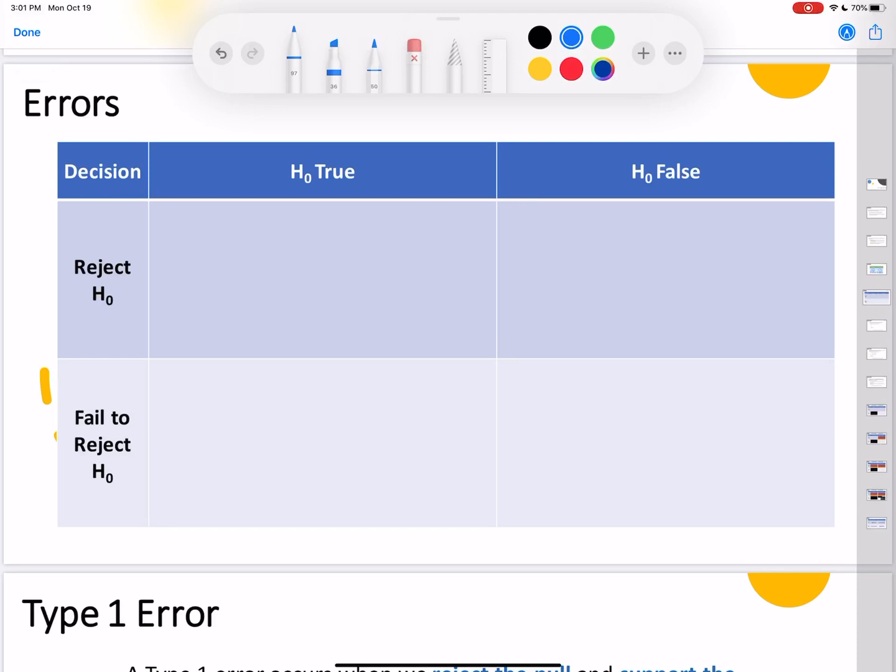When the null is true and we fail to reject it, that means that we've come to the right decision. When the null is false and we reject the null, we've come to the right decision. But we're going to talk about the cases in which we were not correct. So when the null is true, but we reject the null, we get an error. And when the null is false and we fail to reject the null, we get an error.